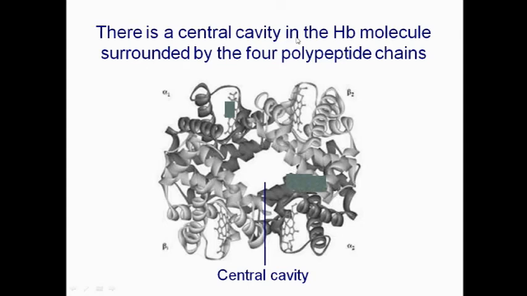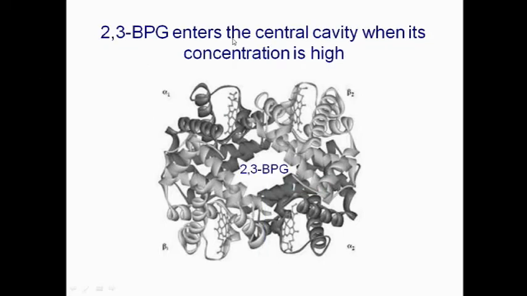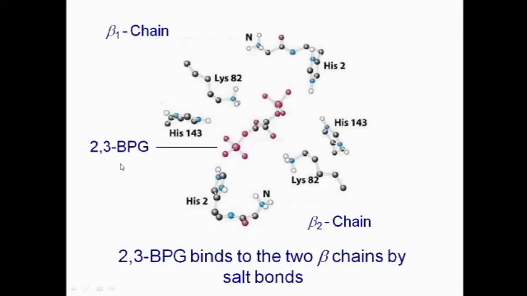There is a central cavity in the hemoglobin molecule surrounded by the four polypeptide chains. It is hollow and provides the appropriate room for locating 2,3-bisphosphoglycerate. So 2,3-bisphosphoglycerate enters the central cavity when its concentration is high. जब 2,3-bisphosphoglycerate concentration ज़्यादा होता है तो it is located here in the hemoglobin. See here, 2,3-bisphosphoglycerate forms a salt bridge between the two beta chains.